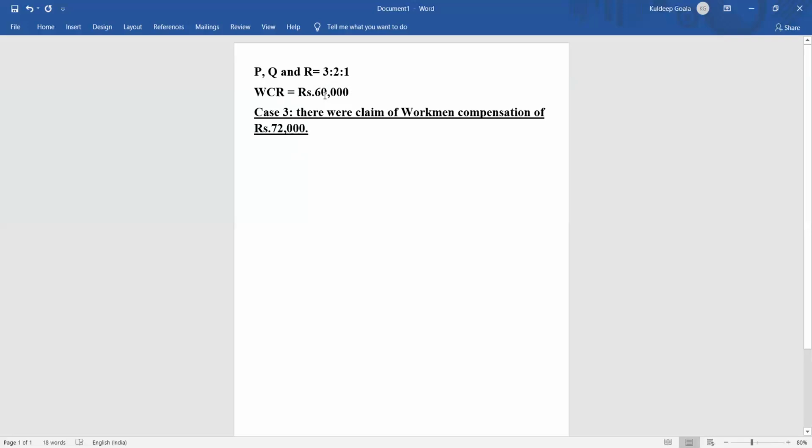First of all, we'll close the workmen compensation fund to the extent of 60,000. How will we show it? Workmen compensation reserve account, let it be reserve or fund, whatever you write, there's no problem, debit. How much are you going to debit? Debit 60,000, because you have only 60,000 rupees, so you cannot take more than that. So what is your additional loss? Additional loss is 12,000. That additional loss will be shown in the revaluation account, whenever there is additional loss.